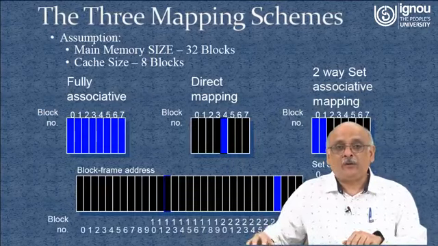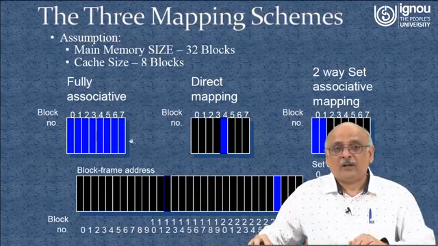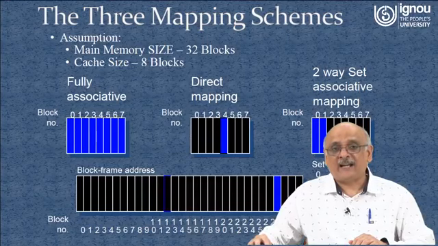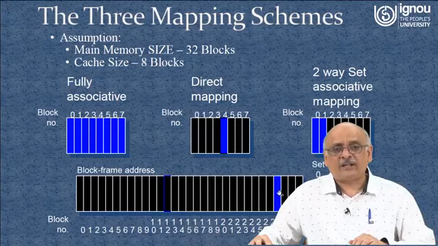Whenever there is a cache mapping scheme, what we really need to see is whether it is associative, whether it is direct, or whether it is two-way set associative. If it is associative memory, then the block we are referring to can be anywhere.